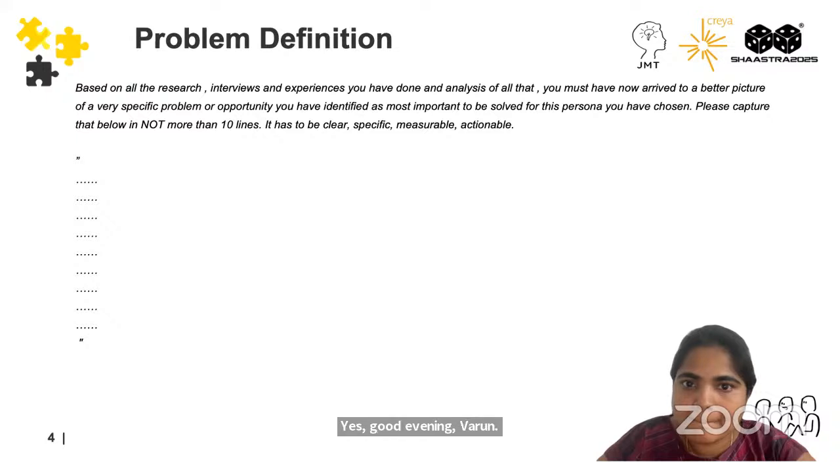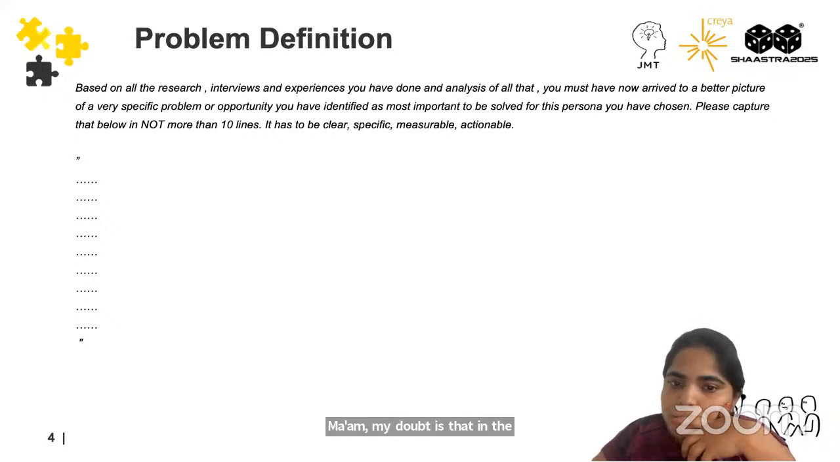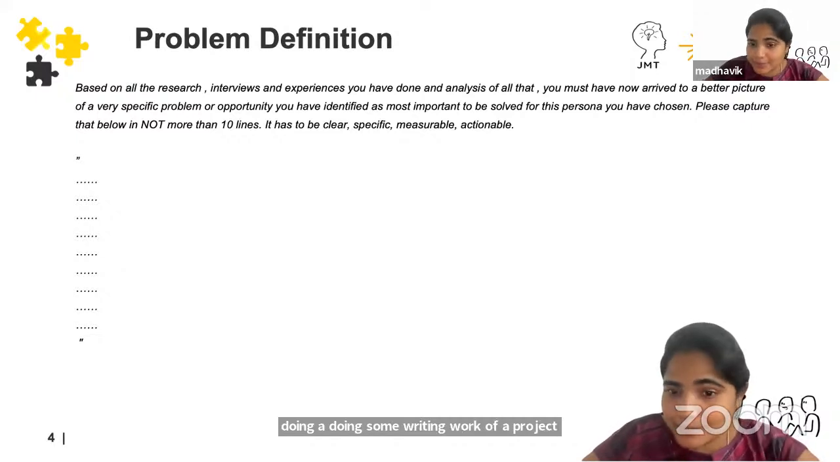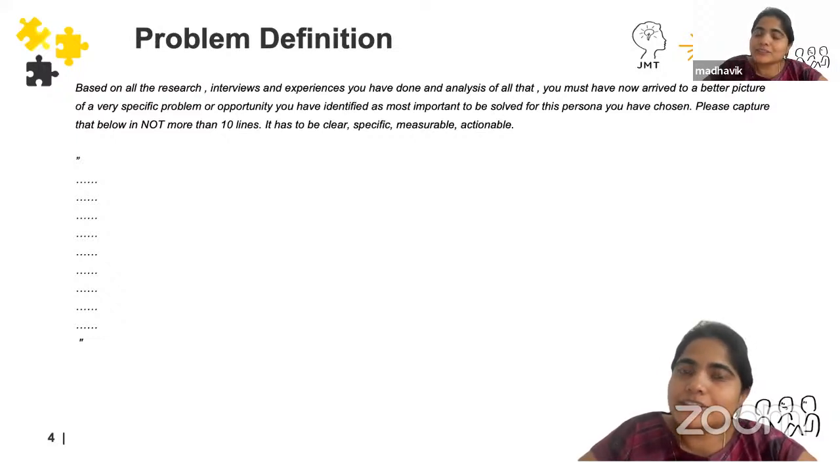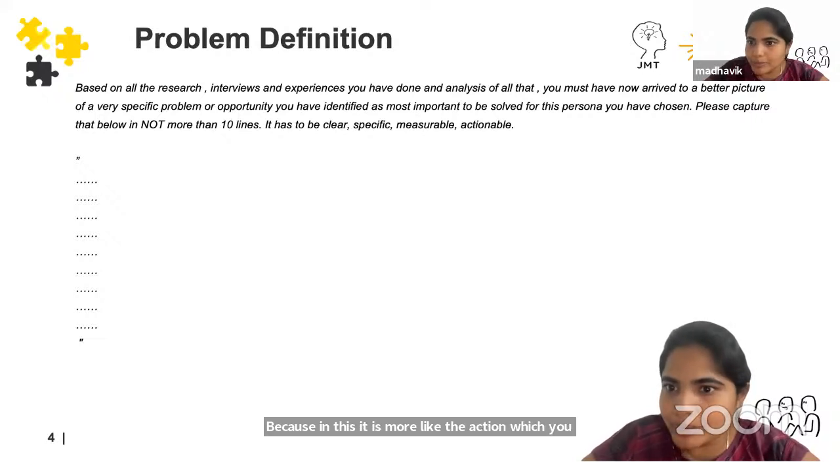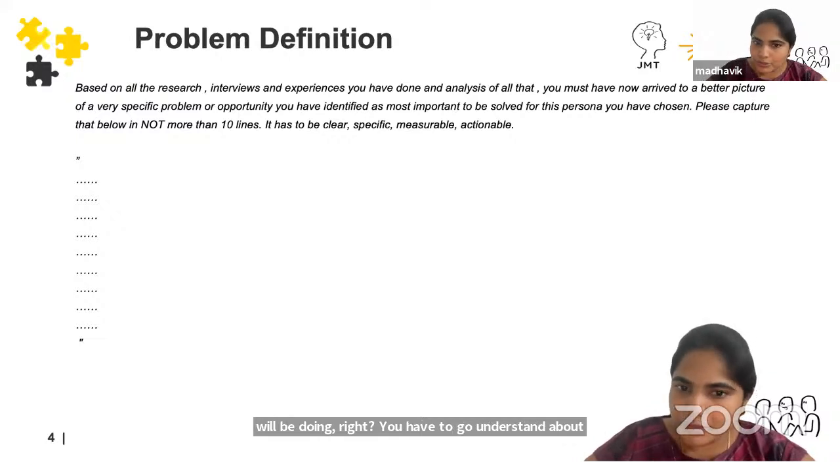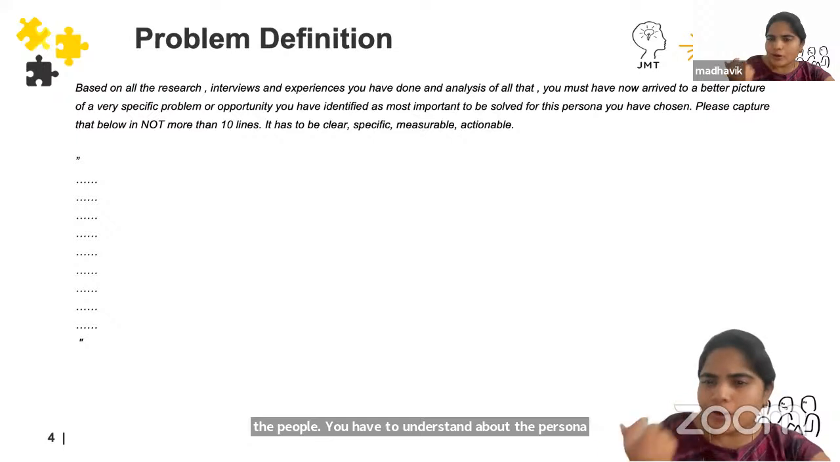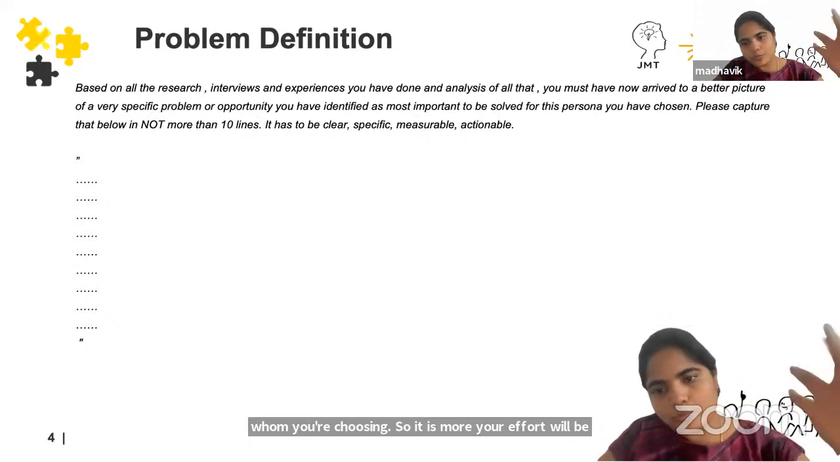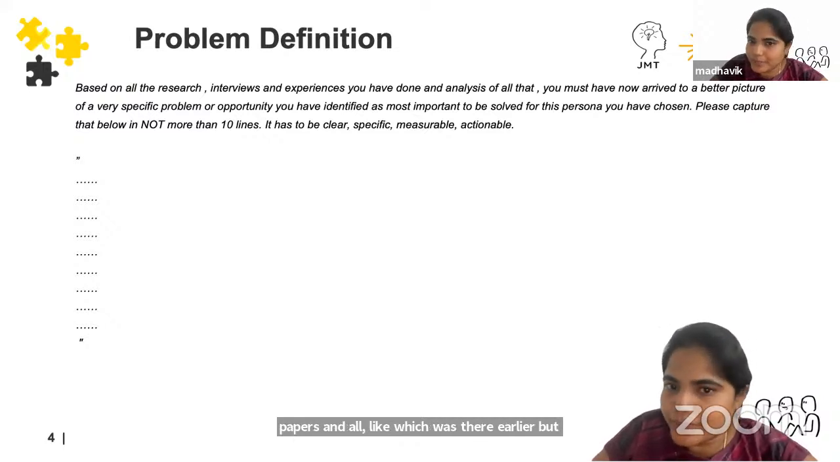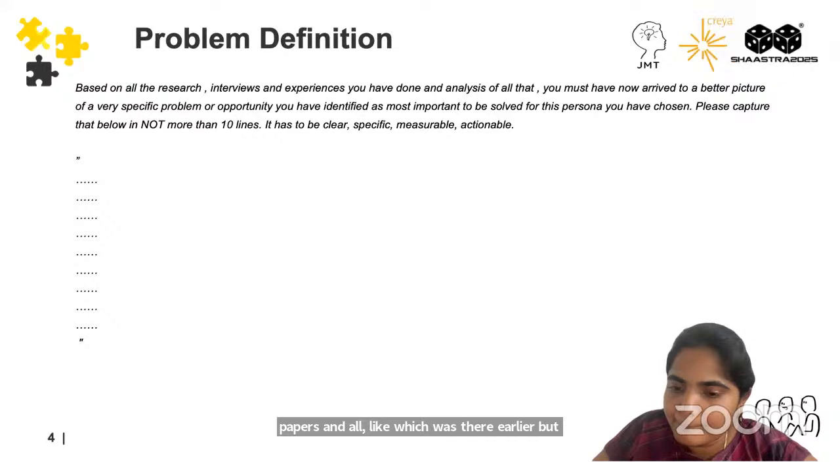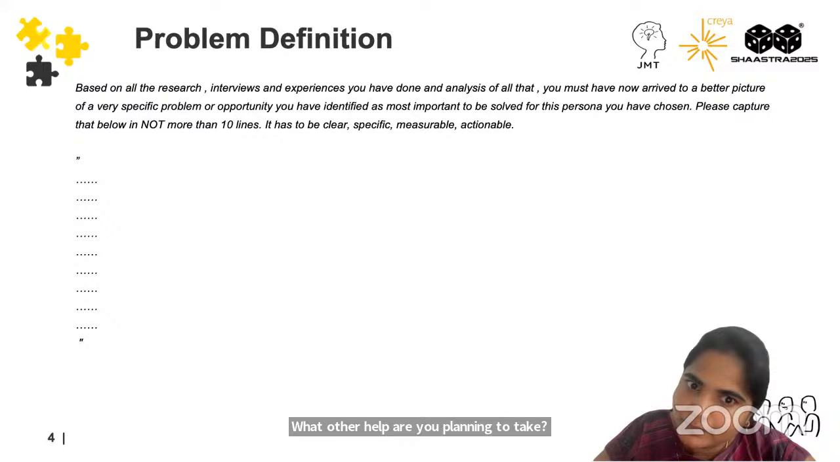Ma'am, my doubt is that in the bibliography, can we use AI for doing some writing work of a project? In this immersion phase, for what all will you use AI? Because in this it is more like the action which you will be doing, right? You have to go understand about the people, you have to understand about the persona whom you're choosing. So it is more your effort will be there, right? Your AI can help with some research papers and all, like earlier, but what other help are you planning to take? Ma'am, that's it, ma'am. Well, I would like to take help of AI for enhancing the problem definition and all sorts of things.